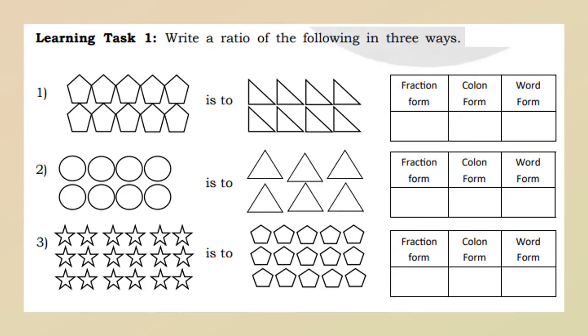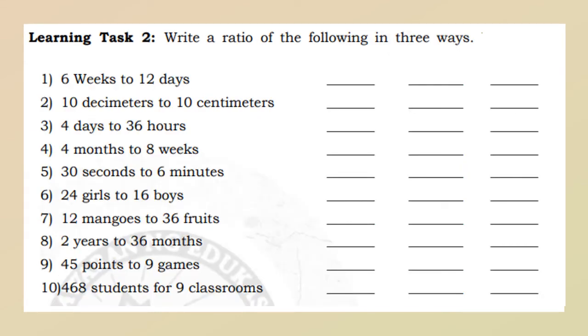Learning task 1. Count the first set of figures, then compare it with the second set to form a ratio. Write it in fraction, colon, and word form. Learning task 2. Write the ratio of the following in 3 ways. Be careful this time in writing the ratio. Put the ratio in lowest term if needed. Convert the classification or units to lower units or classifications first, then simplify to its lowest term. Remember, ratio can be written in fraction form, colon form, and word form.